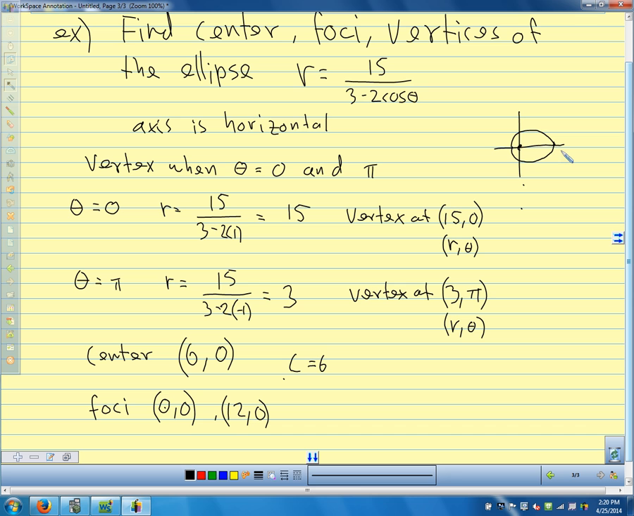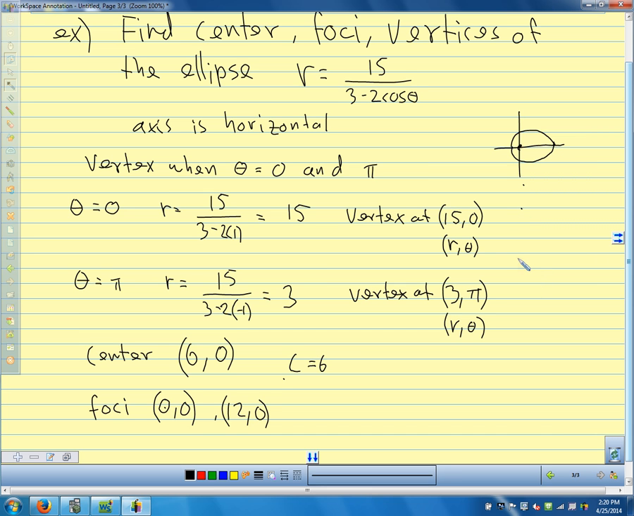Questions there? Isn't this nice, easy to work with? You don't have to do as much stuff to figure out stuff about this ellipse. It's also nice that the axis is always going to be on theta equals 0 or theta equals pi over 2.